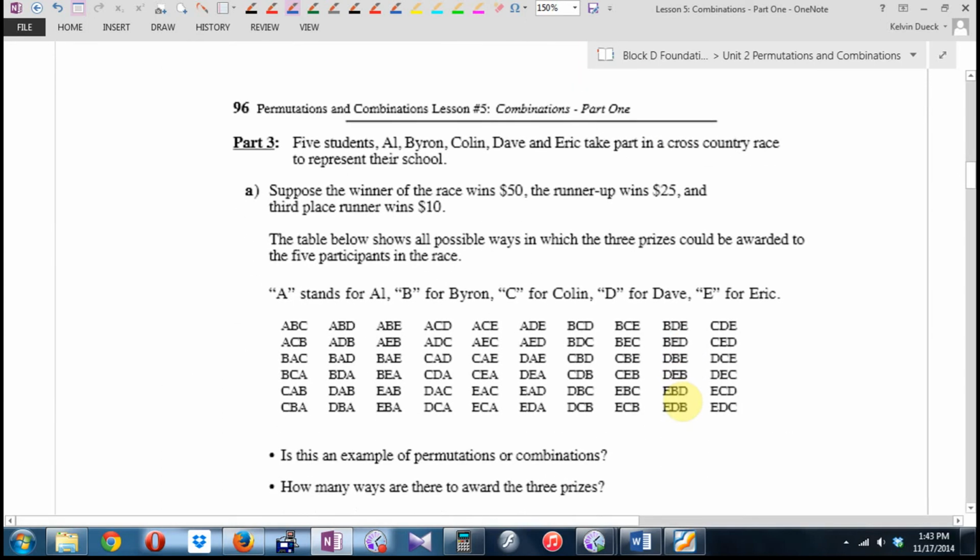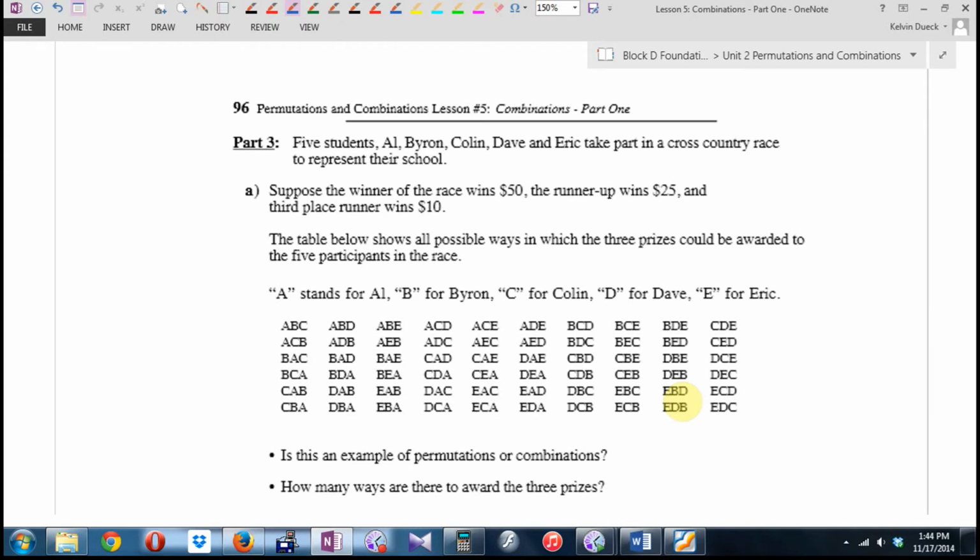Five students, A, B, C, D, and E. Yeah, we picked the names on purpose that way. Oh, are you suggesting that I can form a word? Yeah. They take part in a cross-country race. Suppose the winner wins $50, the runner-up wins $25, and the third-place runner wins $10. Does the order that you finish in matter here? Because first gets different than second gets different. So this is a permutation.